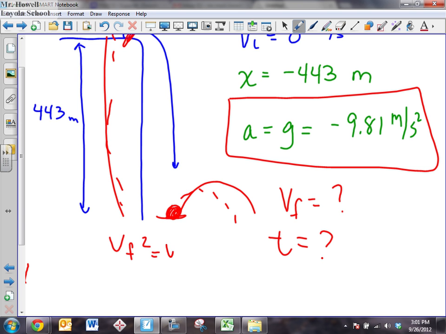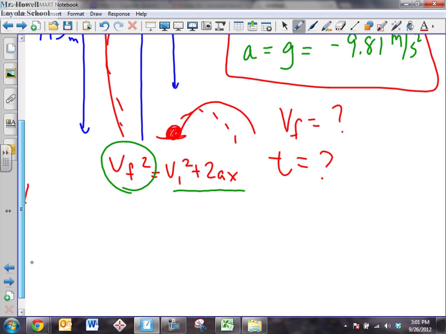Good. Let's go over why this is the choice. Take a look. We've got VI given as 0, right? A is given as negative 9.81. X is given as negative 443. So we have every single thing in this equation, and we're actually solving for VF. So we don't have to rearrange it this time. This is one of the examples where you do not have to move things around at all.